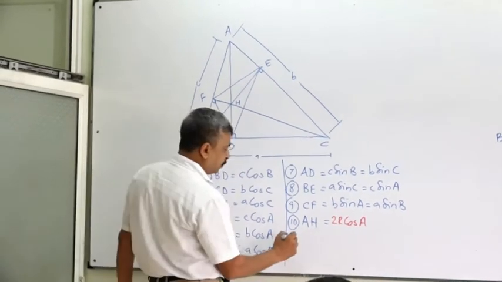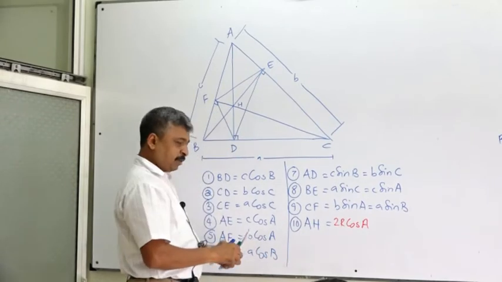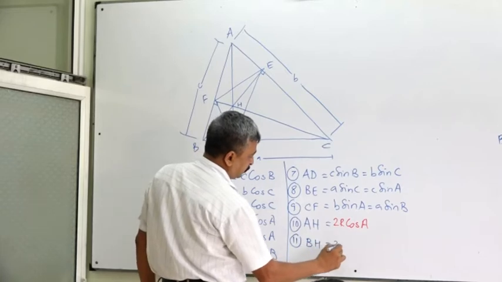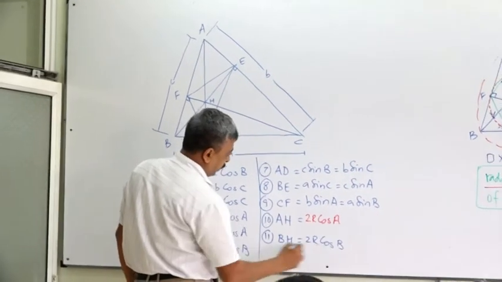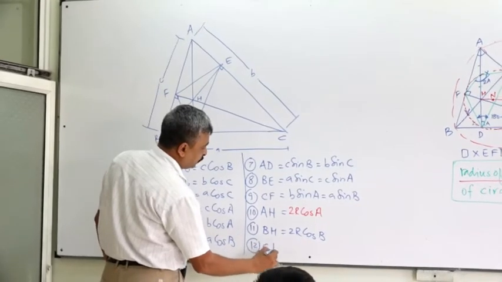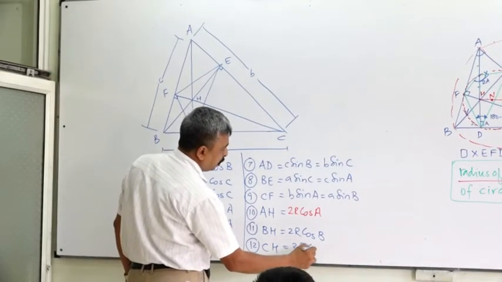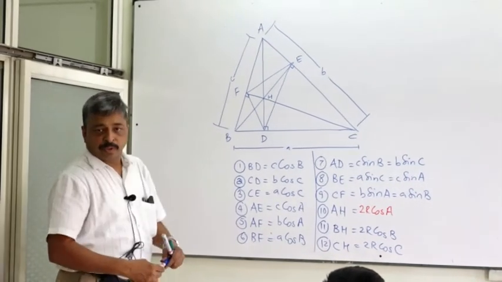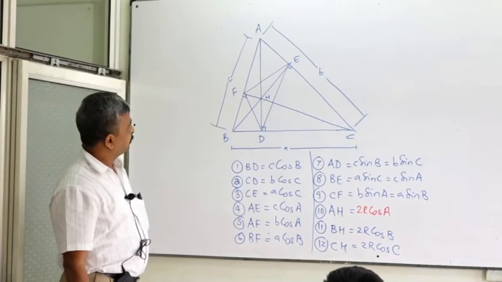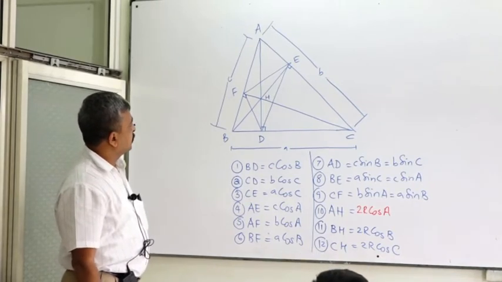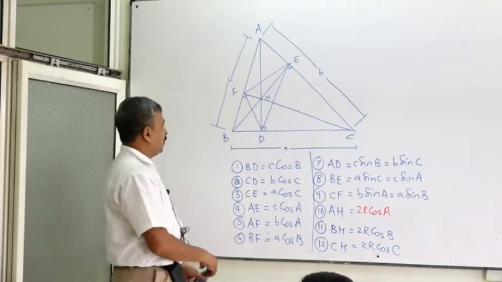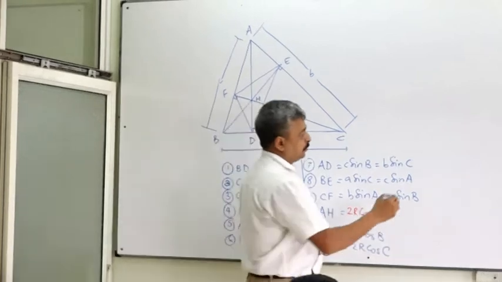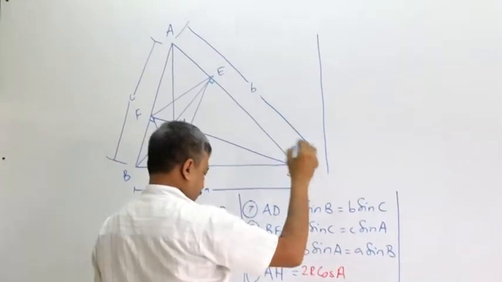AH is equal to 2R cos A. BH is equal to 2R cos B. And CH is equal to 2R cos C. So these distances we could capture. Now I want to find out this distance, HD.